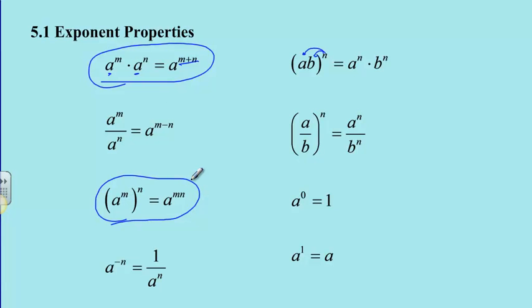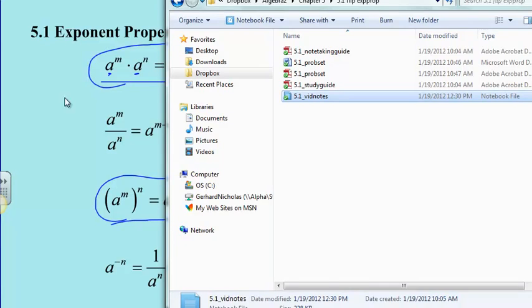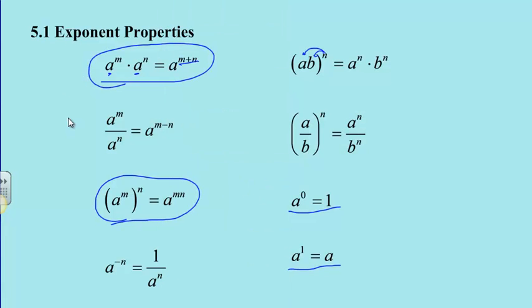The last couple here are pretty straightforward. Anything raised to the 0 power is 1. Anything raised to the 1 power is itself. Very common. There's theorems and proofs of why that is, but just take my word for it. Anything to the 0 power is 1, and anything to the first power is itself.